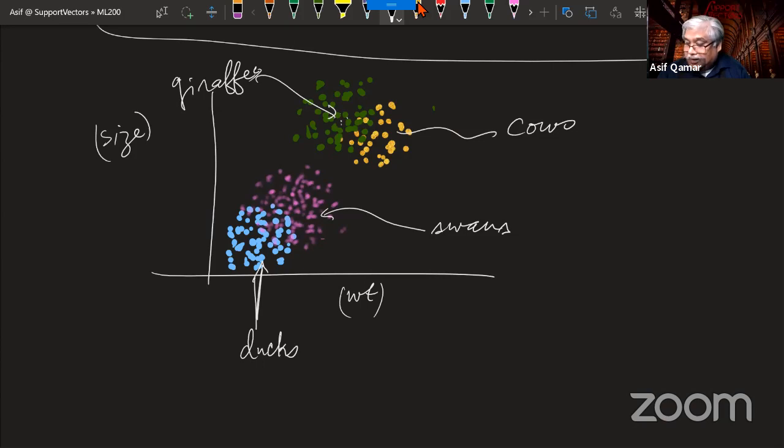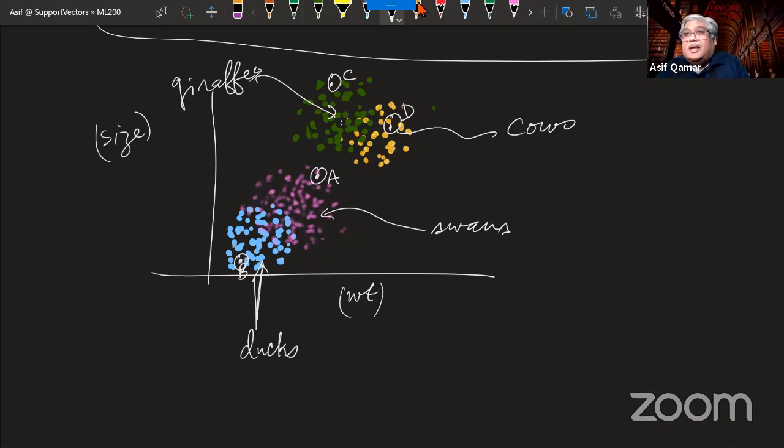Are we together? So now let's ask ourselves, using the notion of distance, how can we tell whether something is a cow, duck, giraffe, or swan? Easy. Suppose I give you a point like this. Let me take some points. A, B, C, D.